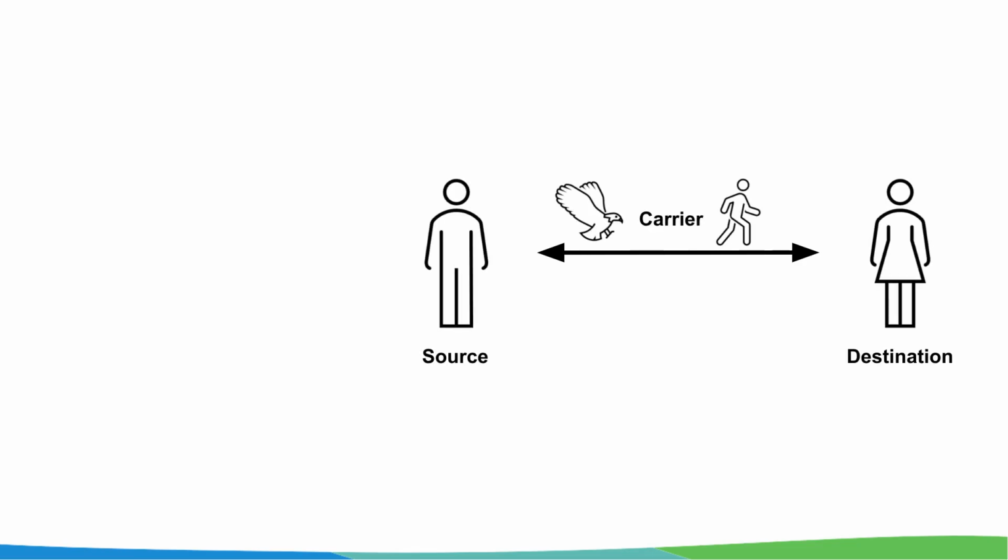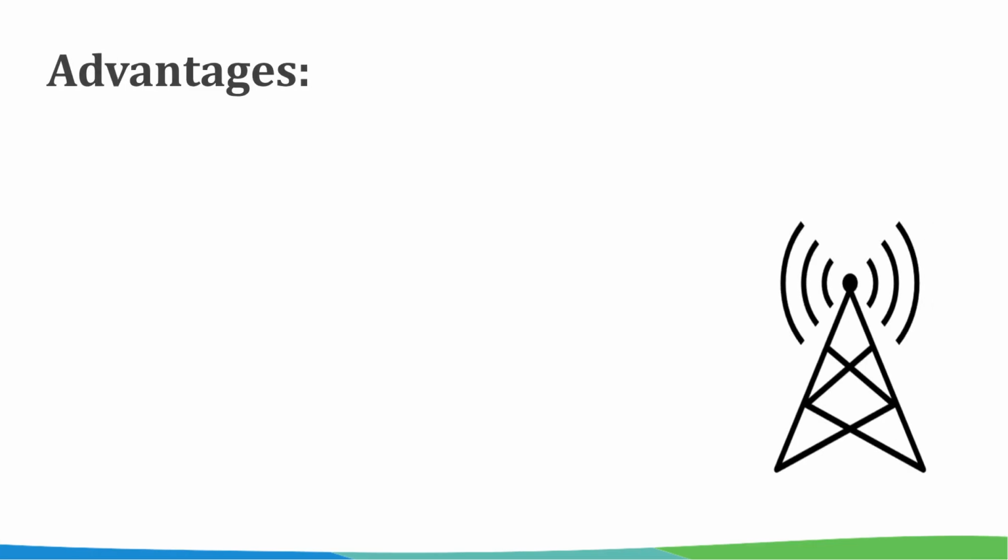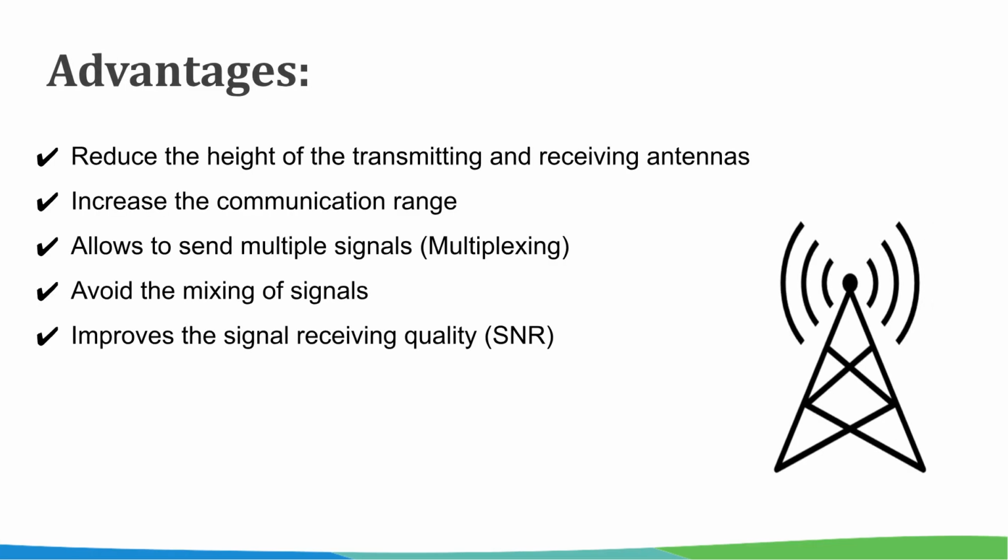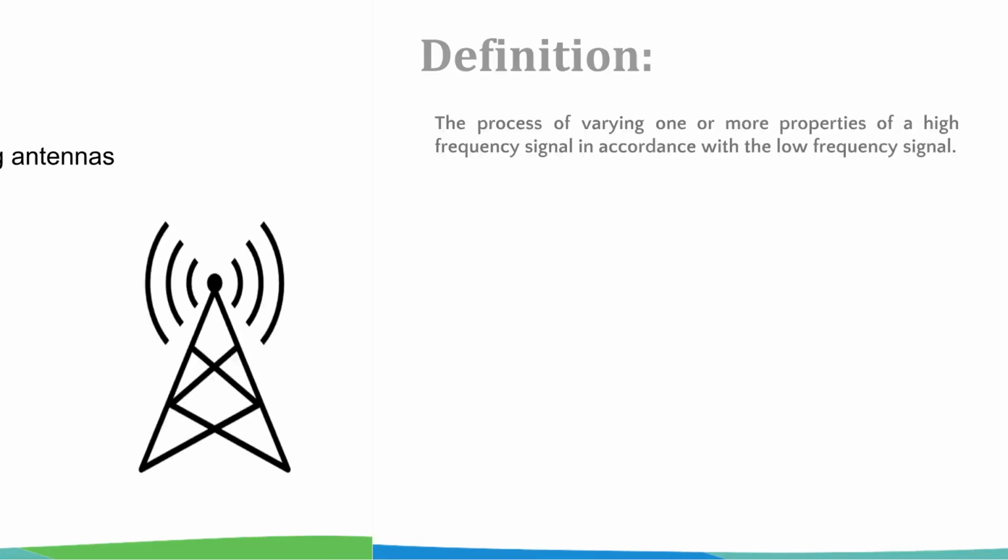Here is a simple representation of a wireless channel in a communication system. Information goes from the source to the destination via a carrier wave over the wireless channel. Modulation offers several advantages, reducing antenna height, increasing communication range, enabling multiplexing for multiple signals, avoiding signal mixing, and improving signal quality, measured as SNR.